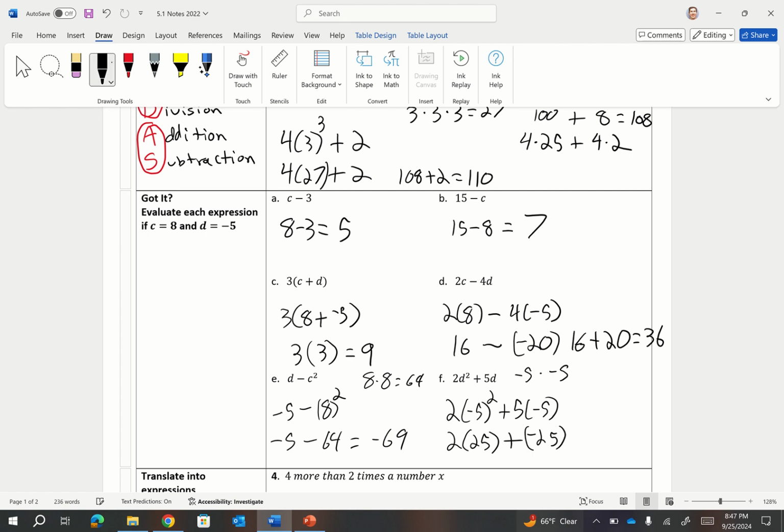Okay, so I could have written that as minus 25 or plus negative 25. All right, 2 times 25 is 50 plus negative 25 or 50 minus 25, either one will equal 25.